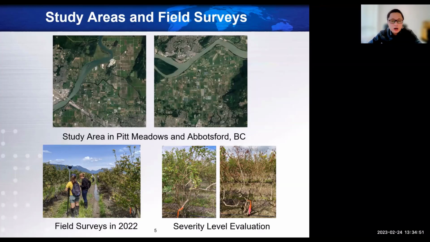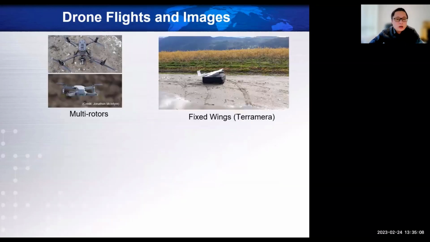They have different colors. The one on the left is still green, but the one on the right is yellowish or reddish. So these different colors are very important for our remote sensing classification. Now the drones. We use different drones for different farm fields. We also want to understand the contribution or the performance for different drones.